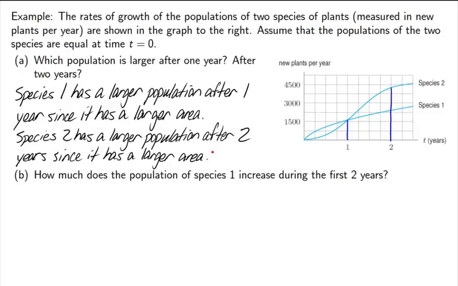So then the second example is going to ask us, how much does the population of species 1 increase during the first 2 years? What we're asked to do is try to come up with approximately how much growth has happened on species 1. And again, the change in population is equal to the area under the curve. So let me show you the WileyPLUS method for this one. What we want to do is figure out what the area under the curve is for species 1. WileyPLUS does a bit of a rough measurement of about how many boxes total are being made up by the area under the curve.